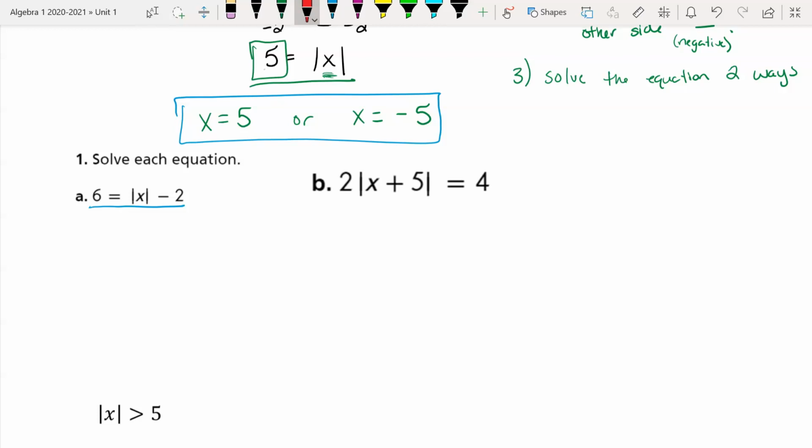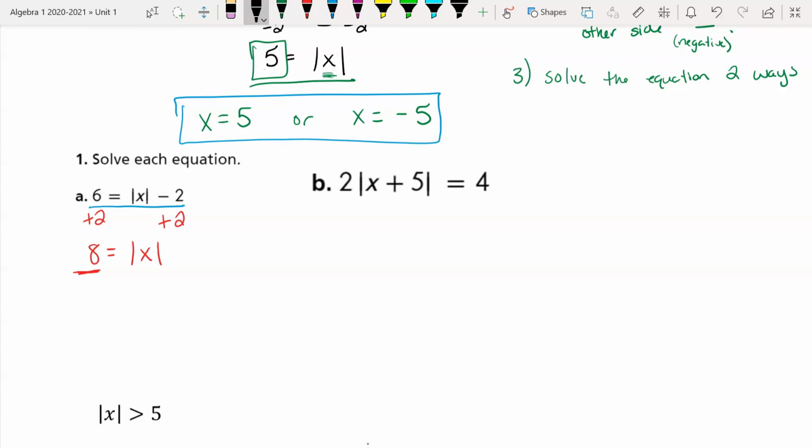Hopefully you've had time to solve it. So here's what you're going to do. You're going to add 2 to both sides. I want to isolate the absolute value. So I get 8 equals the absolute value of x. And I want to see, is the other side positive? The answer is yes. All right.